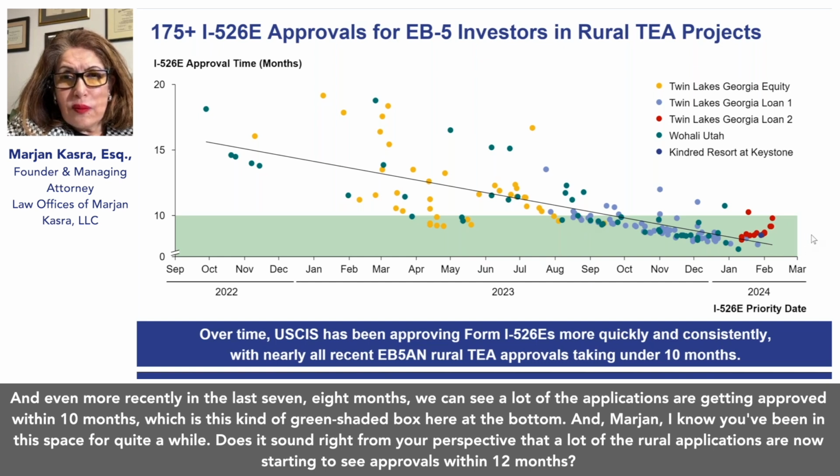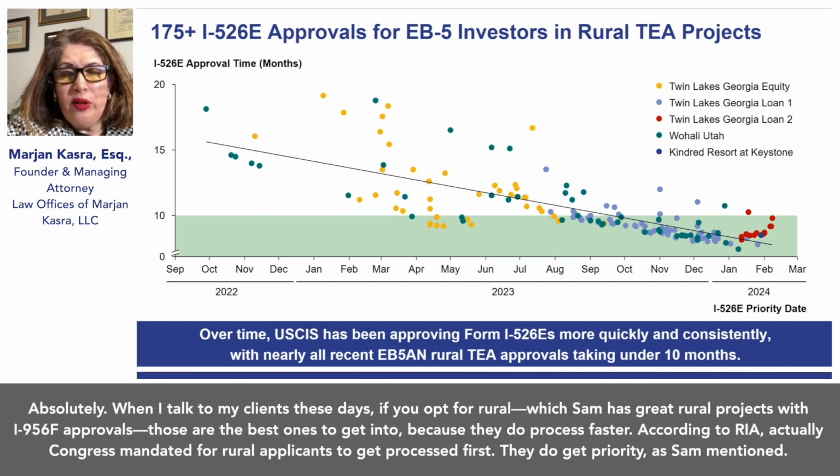And Marjan, I know you've been in this space for quite a while. Does it sound right, from your perspective, that a lot of the rural applications are now starting to see approvals within 12 months? Absolutely. When I talk to my clients these days, if you opt for rural, which Sam has great rural projects with I-956F approvals, those are the best ones to get into because they do process faster. According to RIA, actually, Congress mandated for rural applicants to get processed first. They do get priority, as Sam mentioned.